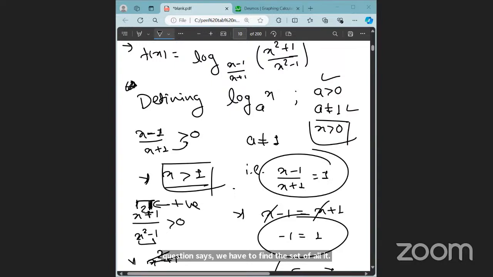Ma'am, you said that x should not belong to the closed interval minus 1 to 1, or should it be the open interval? No, it should be closed. Why? Because every time we have a strict inequality there. If you put x equal to 1 or minus 1, then either your base or the input expression will become 0. So we want to avoid the values 1 and minus 1. That's why it's closed.